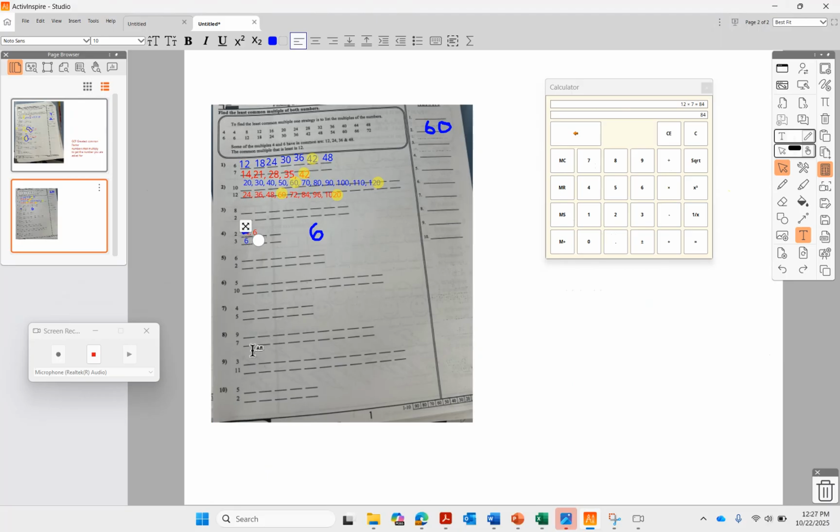So hopefully that gives you an idea of how to do least common multiples, and that's a little bit of an overview so that you can do greatest common factor and least common multiple.